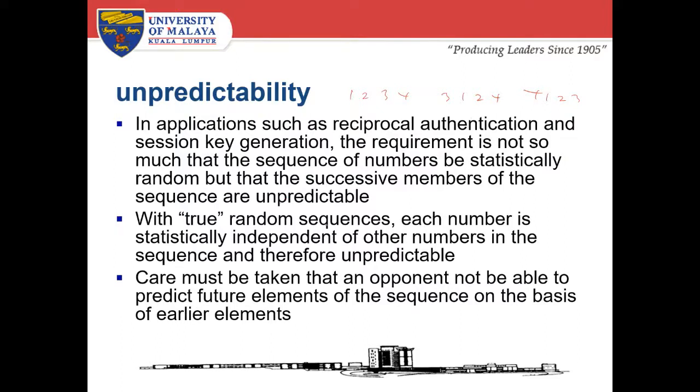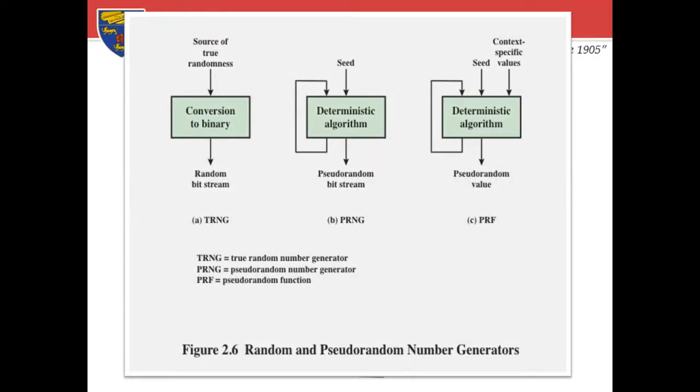With true random sequences, each number is statistically independent of other numbers in the sequence and therefore unpredictable. So it does not depend on the next numbers or the previous numbers. Care must be taken that an opponent is not able to predict future elements of the sequence on the basis of earlier elements. Whatever cryptography system you want to use, hackers cannot predict the future elements solely on the basis of the previous inputs or earlier elements. They cannot predict the next plaintext given the ciphertext of the previous blocks. This is unpredictability.